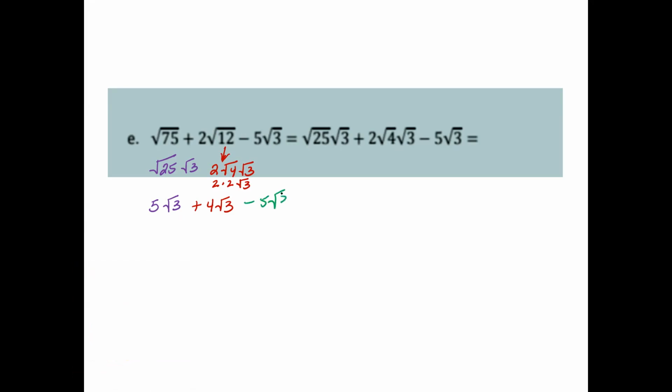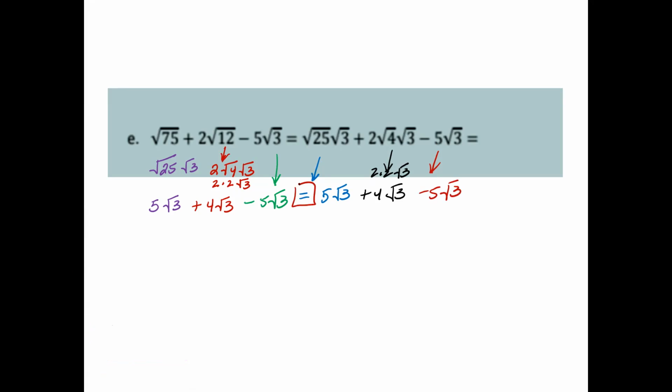Minus 5 square root 3, can't really do anything there. Square root of 25 is going to give you a 5 square root 3. This is going to give you a 2 times 2 square root 3, which is a positive 4 square root 3. And then lastly, minus 5 square root 3.